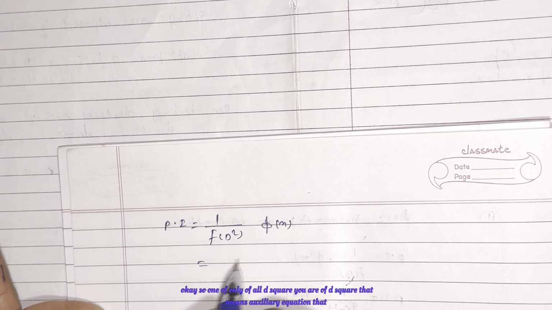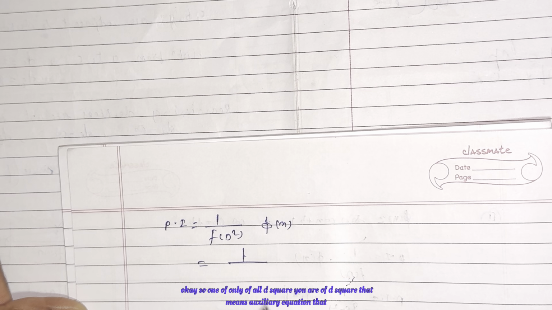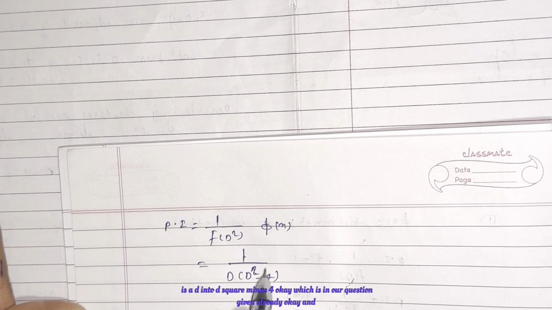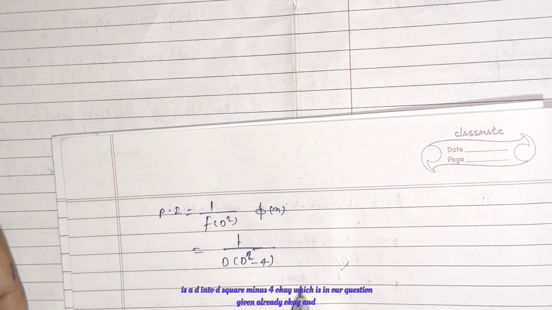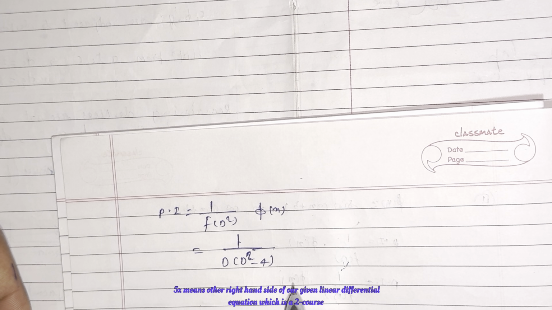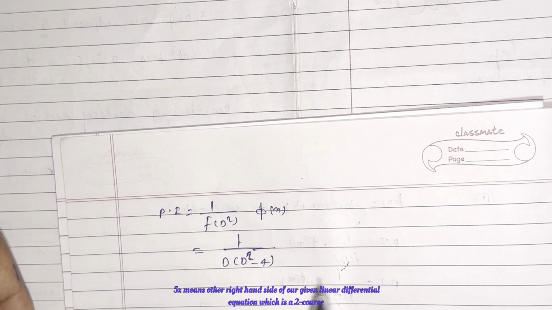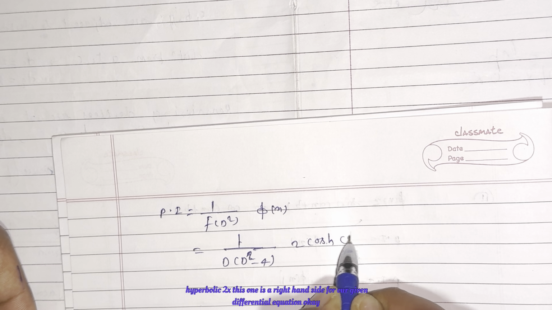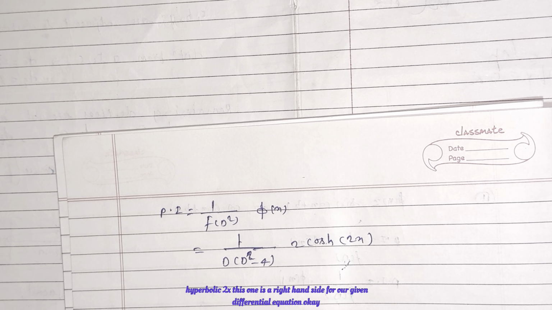So 1 upon f of D square. f of D square means the auxiliary equation, that is D into D square minus 4, which is already given in our question. And phi of x means the right hand side of our given linear differential equation, which is 2 cos hyperbolic 2x.